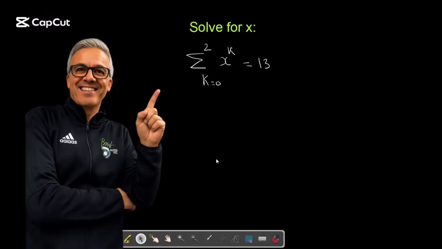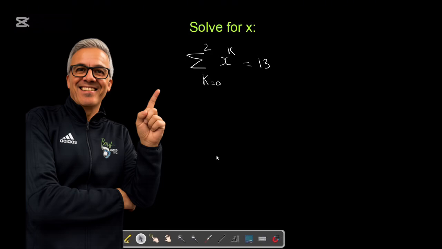Here's a nice algebra problem involving sigma notation. Can you find the value of x in this equation? Take a look. We are given the equation sigma notation k equals 0 to 2, x to the power of k equals 13.